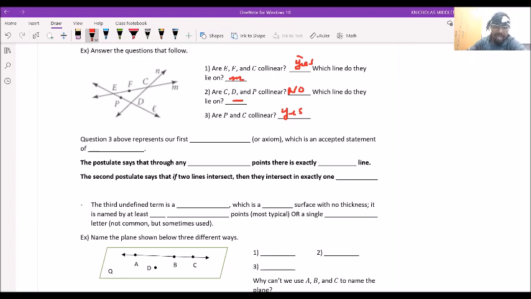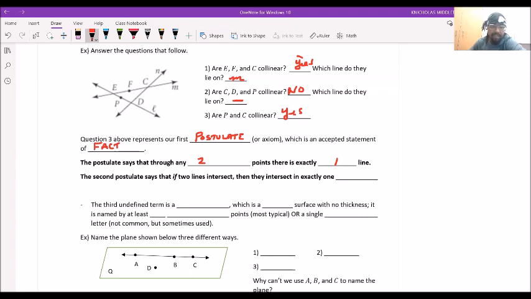Question 3 above is actually our first postulate. A postulate or axiom, and we'll use postulate more, is an accepted statement of fact. And what this postulate says is that through any 2 points, there's exactly 1 line. Even though there was not a line drawn through P and C, there is a line that can be made through them. We can say that about any 2 points, whether it's F and D or F and P: you can make a line that goes through.